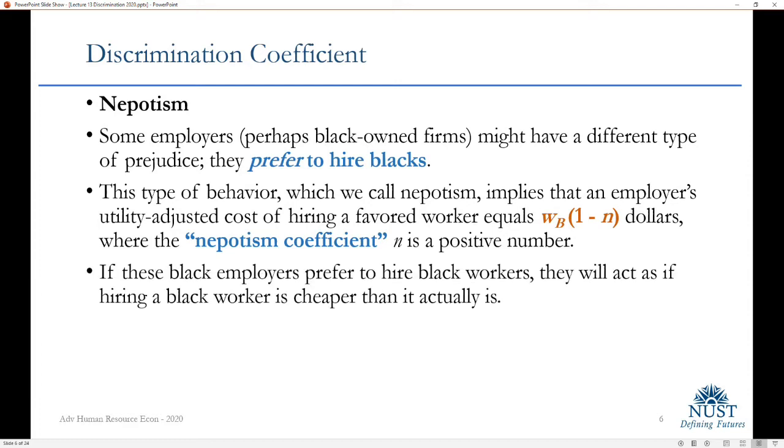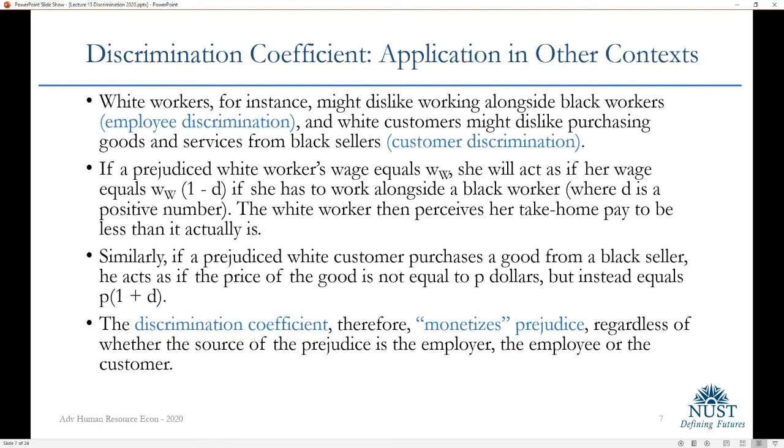If the black employers prefer to hire black workers, they will act as if hiring a black worker is cheaper than it actually is. All right. So the same concept can be applied in other contexts as well. White workers, for instance, might dislike working alongside black workers. Right now we were talking about employers and employees. Now we can apply the same concept to different employees working together.